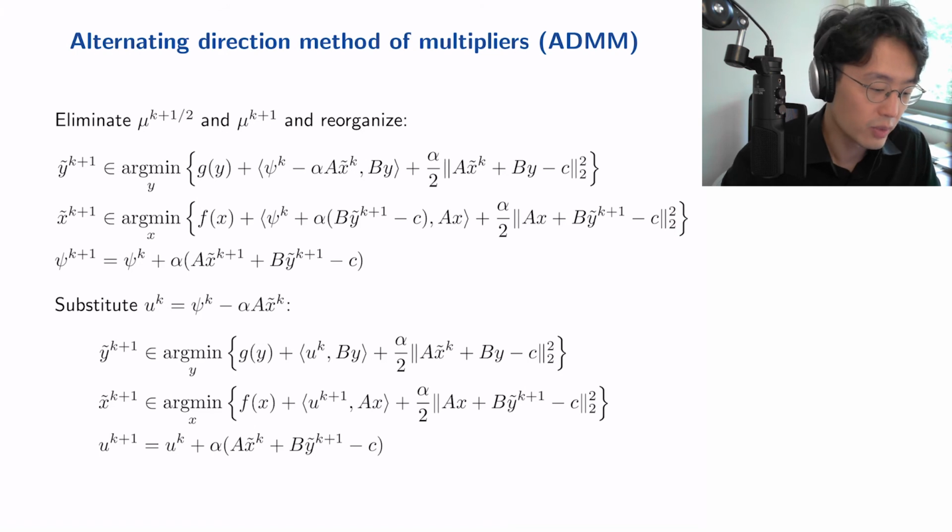Now, in the next step, we perform the substitution where we define u k as psi k minus alpha times A x tilde k. So with that change of variables, the algorithm further simplifies into this form. Now note that the order of the update is y, x, u, but here the u update relies on x tilde k rather than x tilde k plus 1, and the x k plus 1 update relies on u k plus 1, which is to be computed in the subsequent line. So again, we have this exact same reordering and relabeling issue.